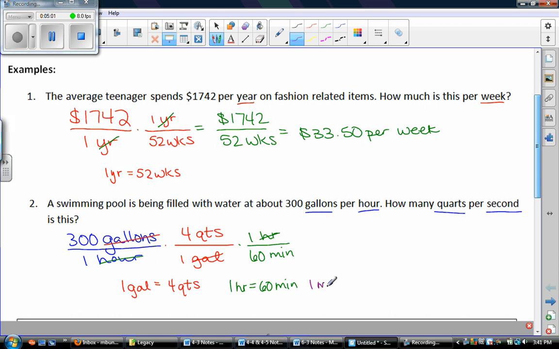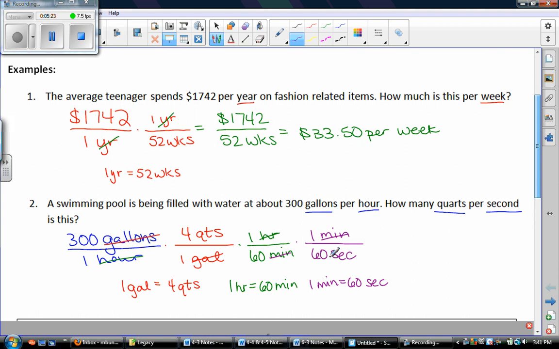I now know that 1 minute is equal to 60 seconds. So we want the minutes to cancel. Minutes is in the denominator, so I need minutes in the numerator. 1 minute, 60 seconds. Minutes cancels with minutes. Now look at our units. We're right where we wanted to be.